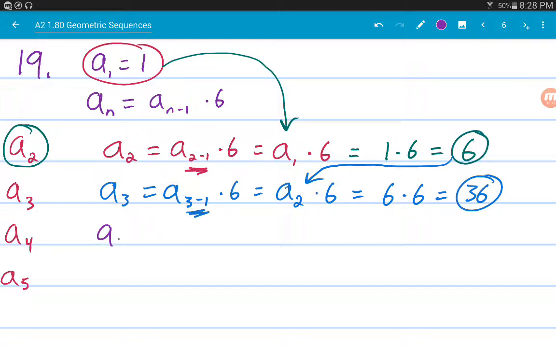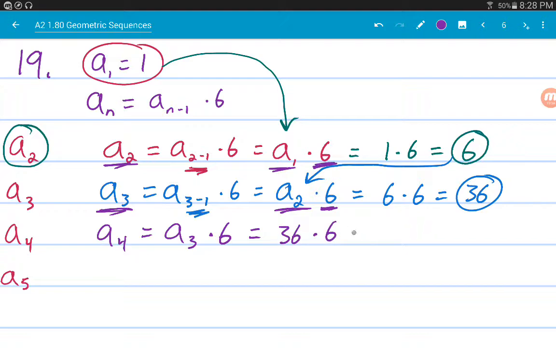If I want a sub 4, can you tell? A sub 3 was equal to a sub 2 times 6. A sub 2 is equal to a sub 1 times 6. So a sub 4 is going to be equal to a sub 3 times 6. Well, I know a sub 3. A sub 3 is 36. We just found that. Times 6 is going to get me 216.